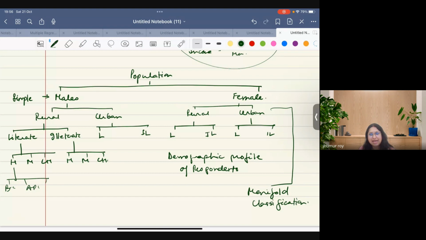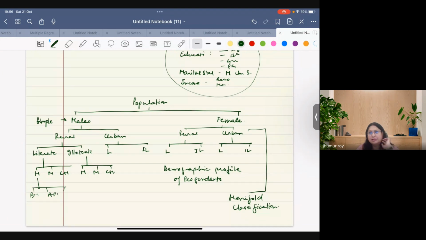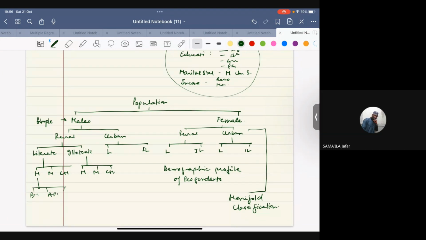Okay, so it can be simple, that is perfectly fine. It can be manifold, that is also perfectly fine. Out of that, whichever indicators you feel are relevant to you, only those variables you'll be looking into. Okay? This is called the qualitative research classification. I hope everybody's clear. Can I go to the next one?